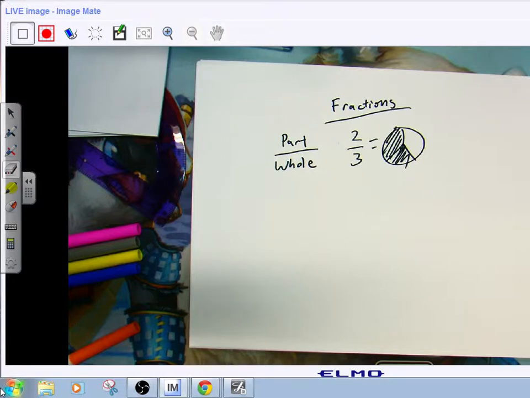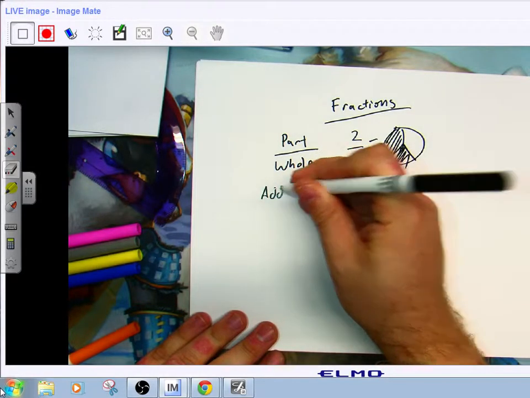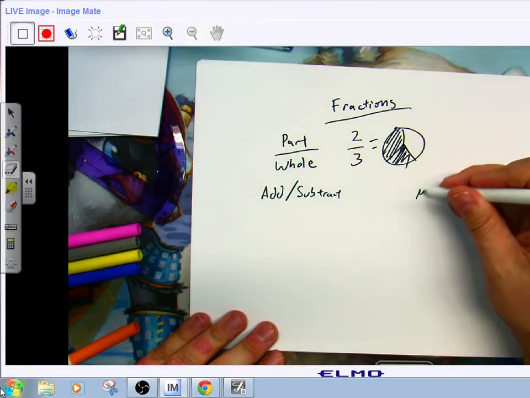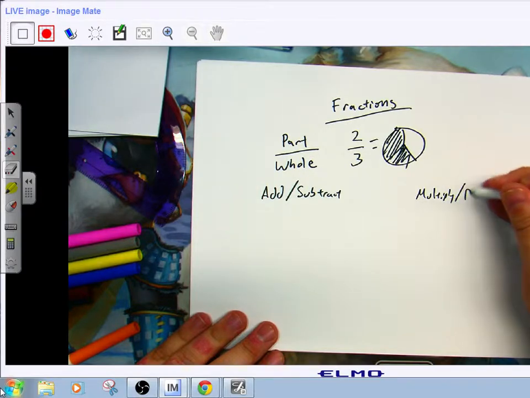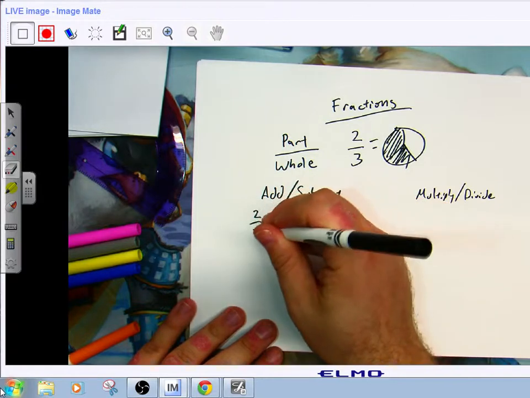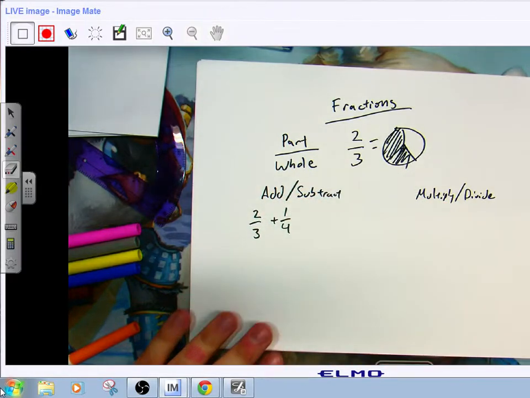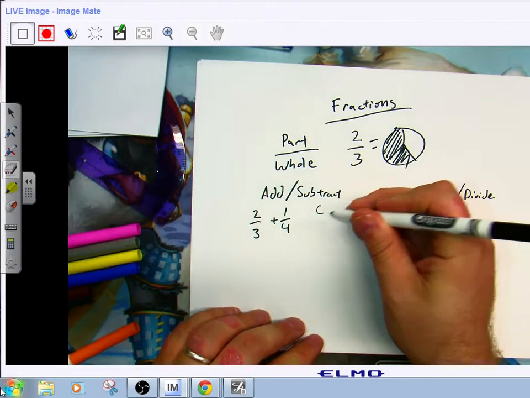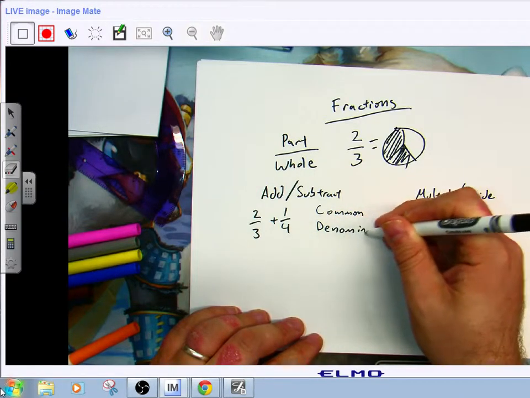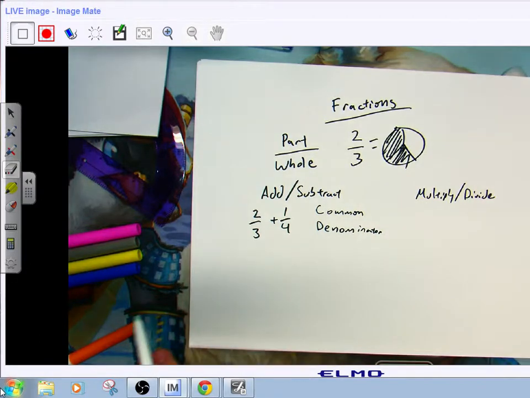Now, the issue is when we have to add and subtract or multiply or divide fractions. Okay? When we add or subtract fractions, say I had 2/3 plus 1/4. To be able to do this effectively, I need to have something that we call a common denominator. In this case, when I'm looking at 3 and 4, I see that finding a common denominator is a little bit difficult. They don't go perfectly into each other.